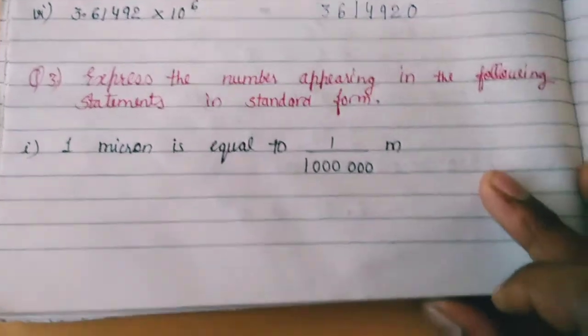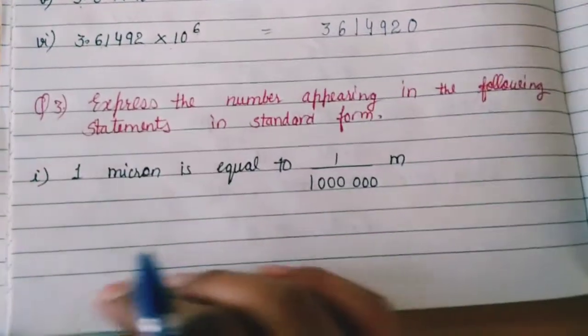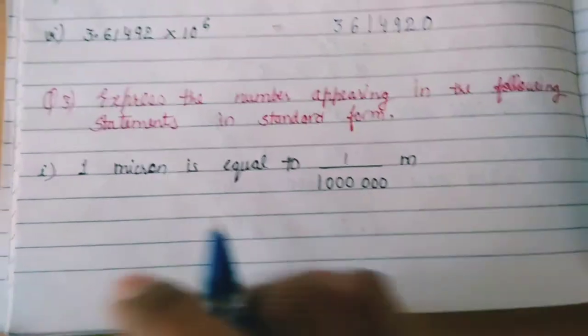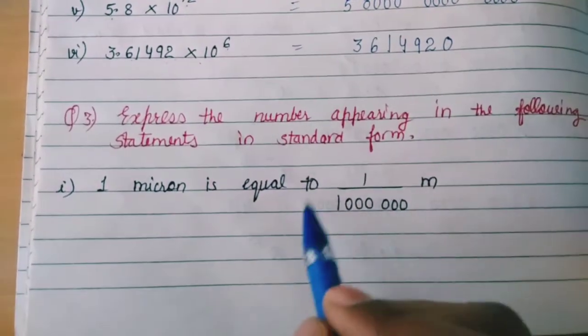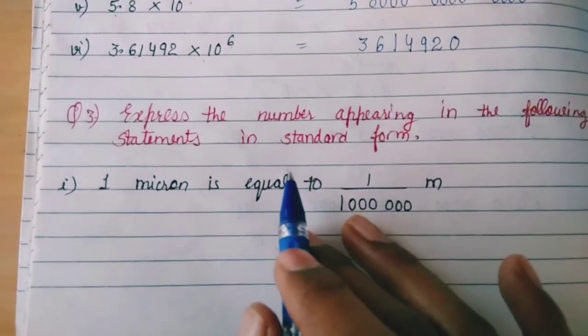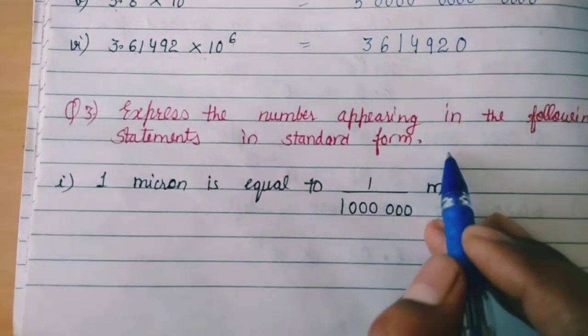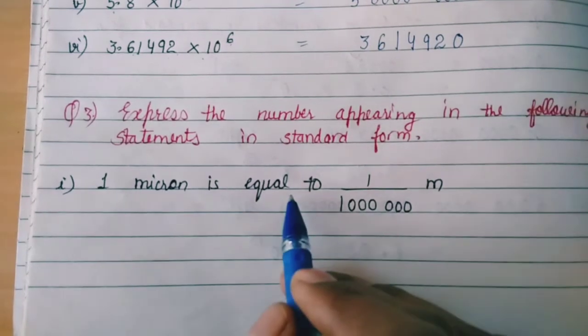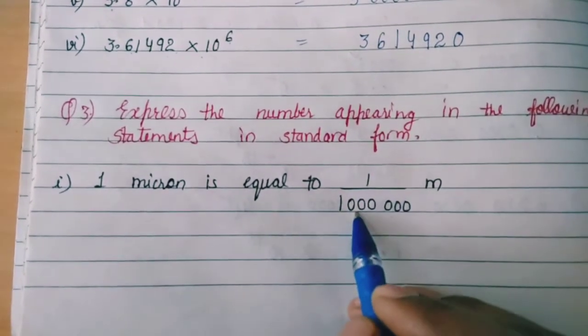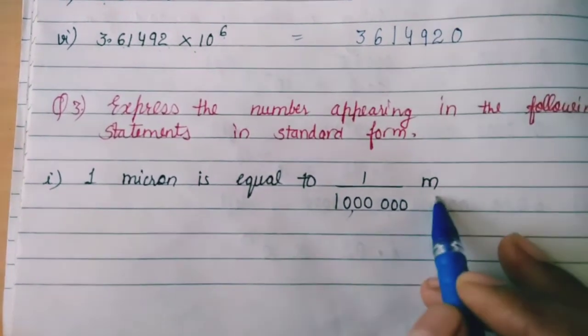Now question number 3 is: express the number appearing in the following statement in standard form. So whatever number is coming in the statement, we have to express it in standard form. The first one is, 1 micron is equal to 1 by 10 lakh meter.